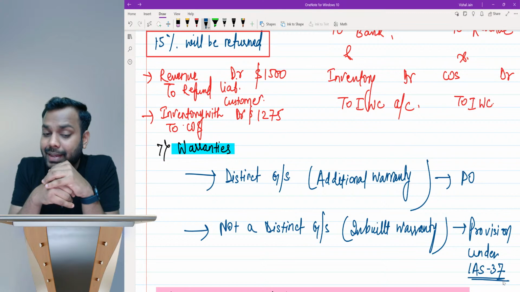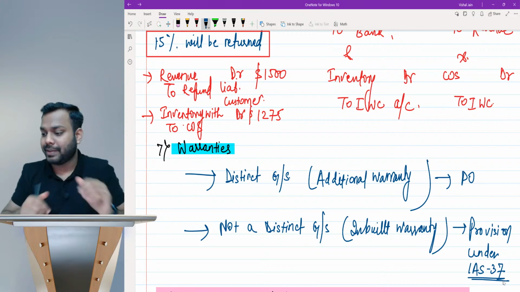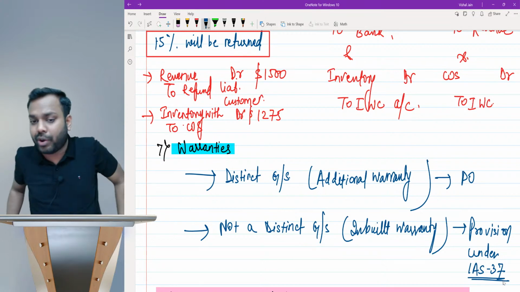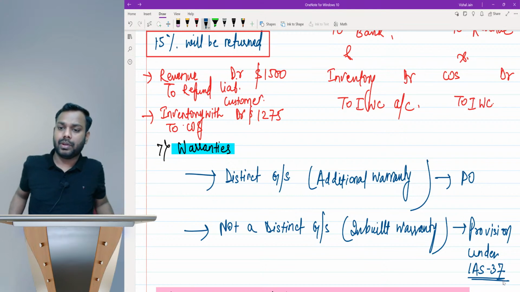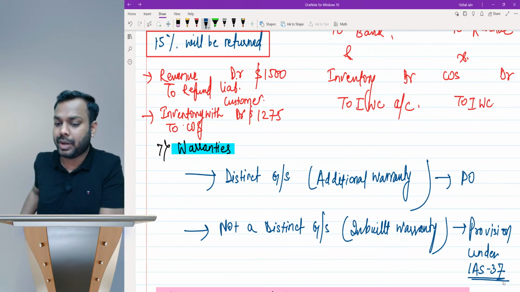Is that clear, guys? The warranties are clear to everyone? Please confirm, guys. Is warranty clear to everyone now?